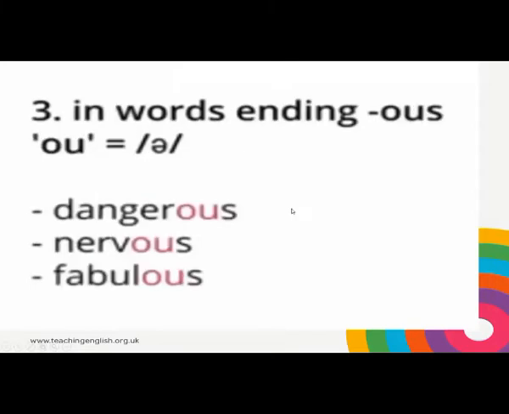And words ending in OUS. Yes, OU is pronounced as a schwa, such as dangerous, nervous. Fabulous, not fabulous. Okay, there is a schwa. So if the word ends with OUS like this, there's a schwa sound.